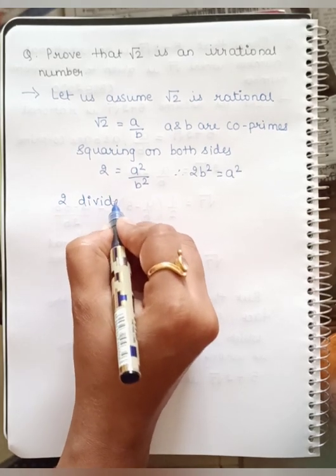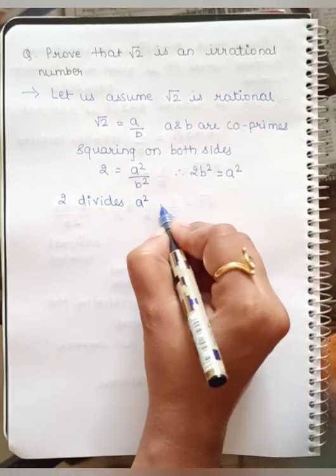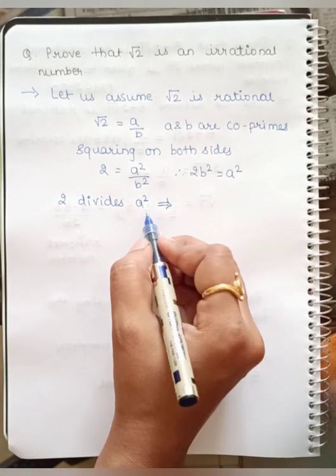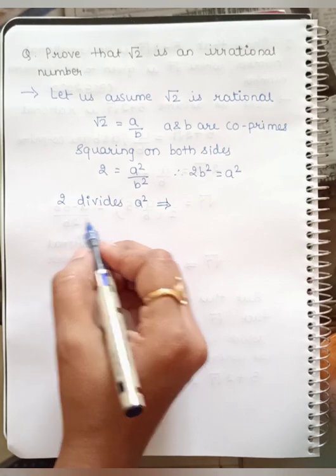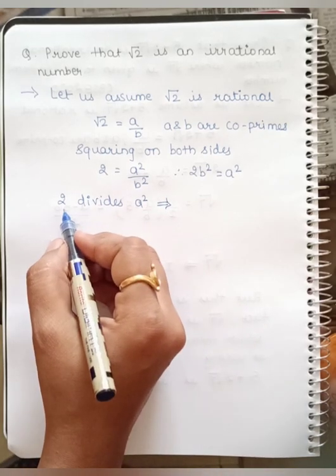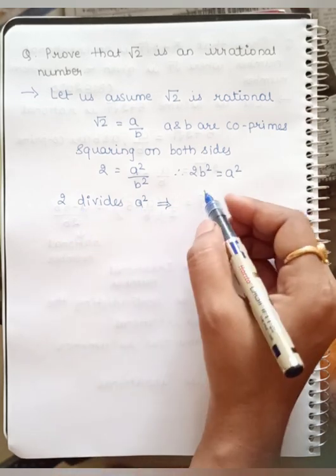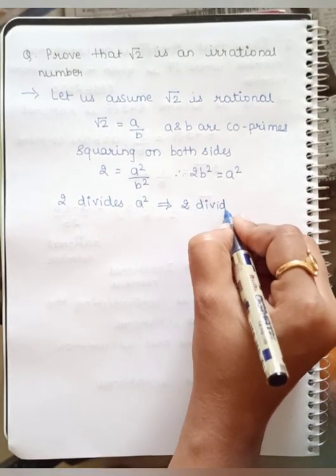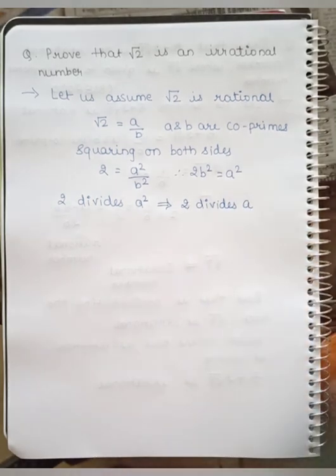divides a square. Now the theorem says if any prime number is dividing the square of a number, that prime number will divide that number also. Okay, so since 2 is a prime number, if 2 divides a square, then I can also write 2 divides a also.